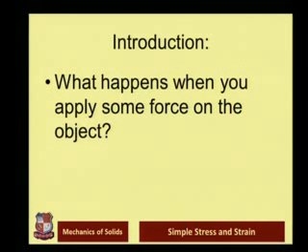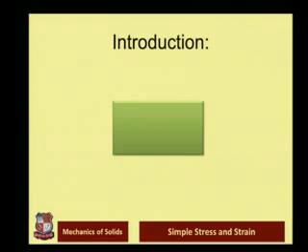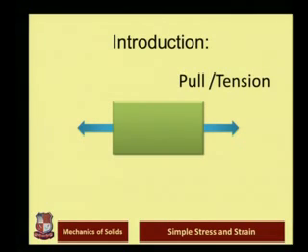What happens when you apply some force on an object? You can take any object. Let's take an object like this. It's just a rectangular object. We can do various things on it, like we can apply various forces. The one force which we can apply is like this. This particular force is known as pull, or you can also call it tension.